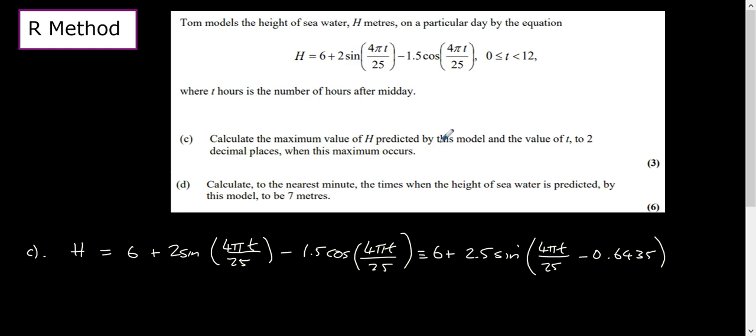Calculate the maximum value of h predicted by this model and the value of t to 2 decimal places when this maximum occurs. So from the previous question, we knew that the maximum would be 2.5, and that's still the case here. For this part of the equation, 2.5 is the maximum, like before. Then what's happened? Well, we've added 6. So the maximum is as simple as saying 6 plus 2.5, which is 8.5 meters.